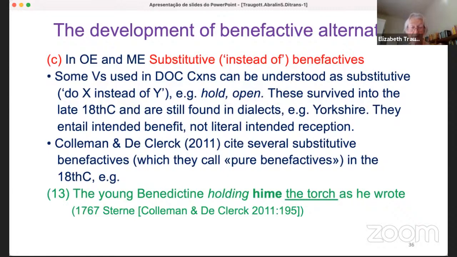Coleman and de Clercq cite several substitutive benefactives, which they call pure benefactives, in the 18th century. So you have examples like 13, the young Benedictine holding him the tortures he wrote, on the assumption that in those days when there was no electricity, you had to hold a torch to be able to see in order to write. So the young Benedictine held the torch instead of him, for him.